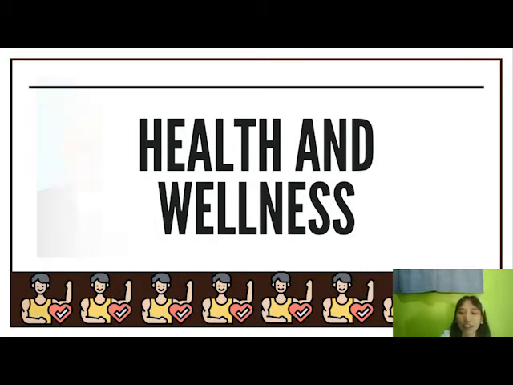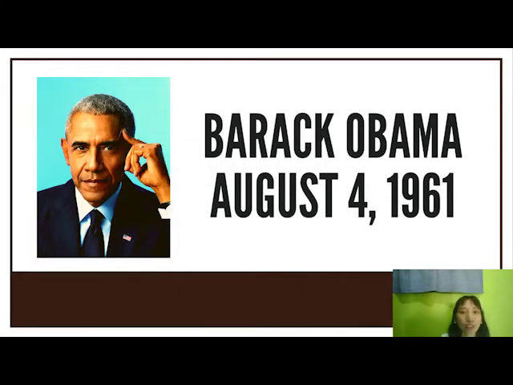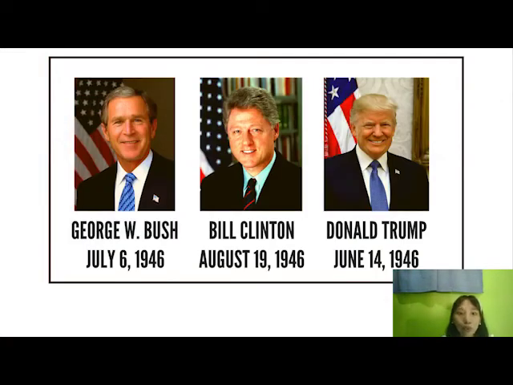Another one is, who are the four presidents that are a part of the baby boomer generation? The first one is Barack Obama, who was born on August 4, 1961. We also have these three presidents who were born in the same year. First is George W. Bush, born on July 6, 1946. Next is Bill Clinton, born on August 19, 1946. And last is Donald Trump, who was born on June 14, 1946. So all of these four presidents are proud members of the baby boomer generation.